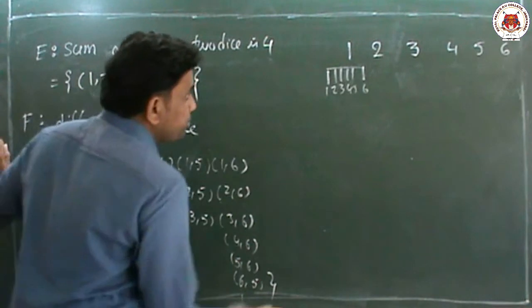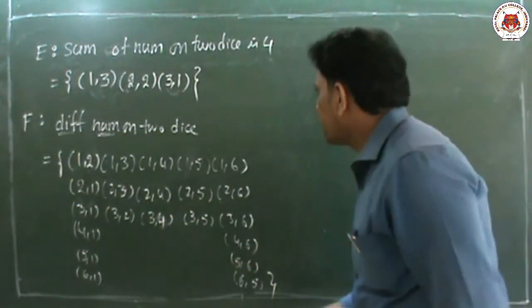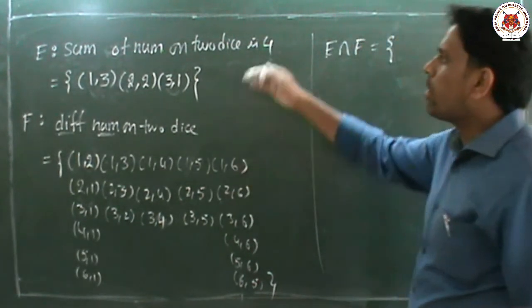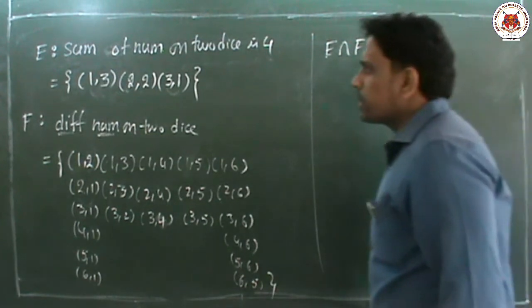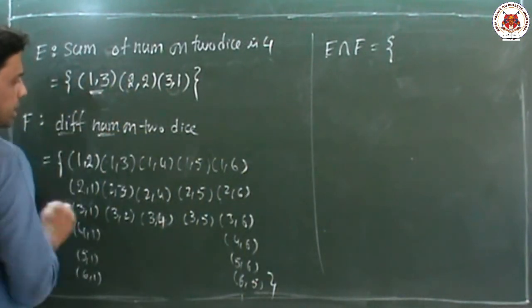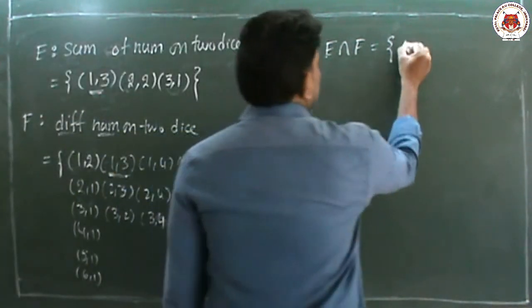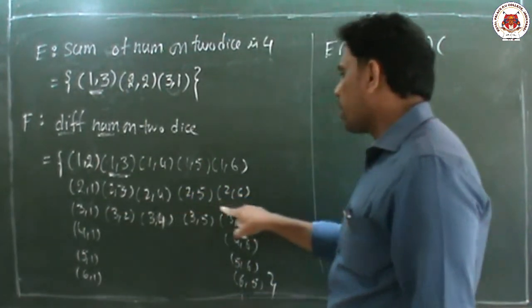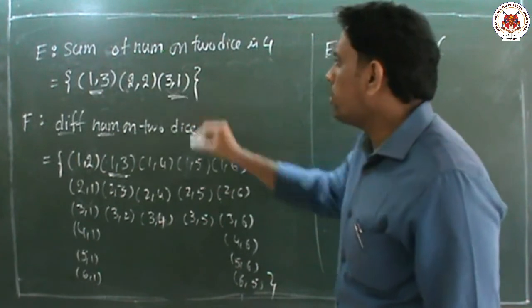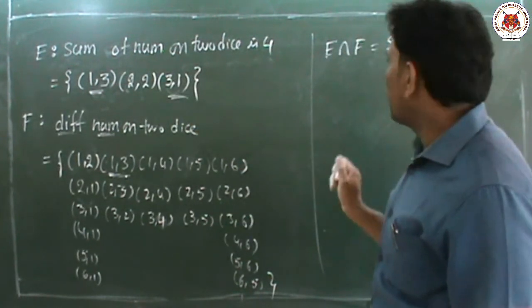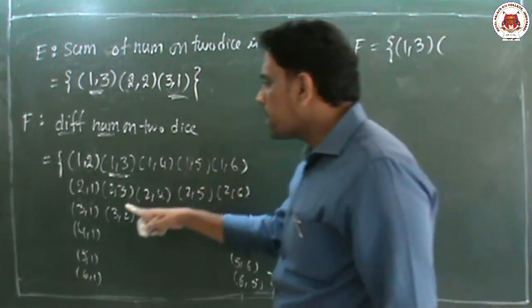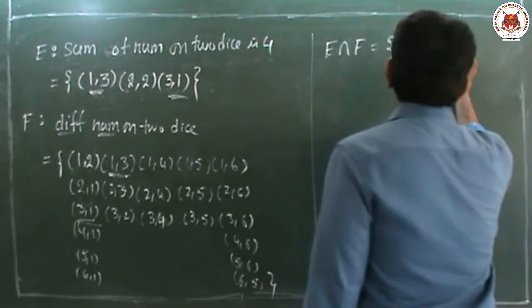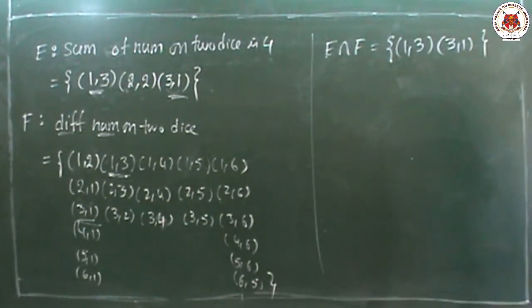Everything is ready. Now I am going to find the intersection part, that means E intersection F. E intersection F means the common elements of these two events. My dear friends, 1 comma 3 is here, and 1 comma 3 is there also. Next, 2 comma 2, but in F there is no 2 comma 2. Then 3 comma 1 is there, and here also 3 comma 1 is there. So the common elements are 1 comma 3 and 3 comma 1.